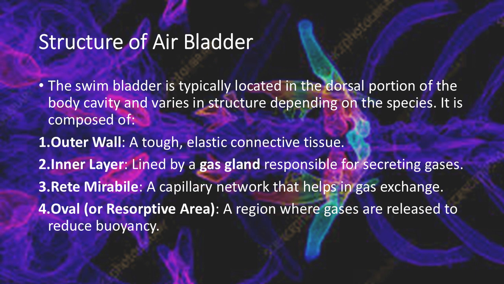It is composed of: 1. Outer wall, a tough, elastic connective tissue. 2. Inner layer, lined by a gas gland responsible for secreting gases. 3. Rete mirabile, a capillary network that helps in gas exchange. 4. Oval, or resorptive area, a region where gases are released to reduce buoyancy.